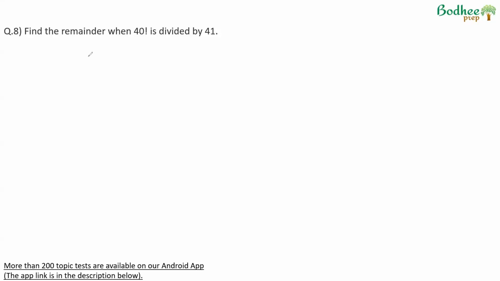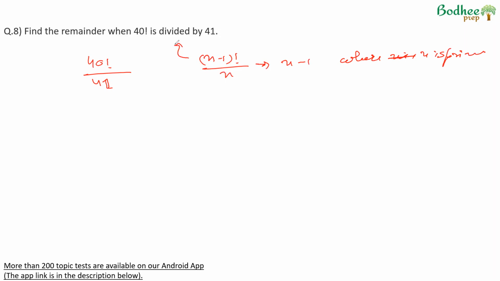Find the remainder when 40 factorial is divided by 41. So Wilson's theorem says that (n minus 1) factorial upon n will leave a remainder of n minus 1 where n is prime. This is the exact expression of the question. 41 is prime. So 40 factorial upon 41 will leave a remainder of 41 minus 1, which is 40. That becomes the answer.